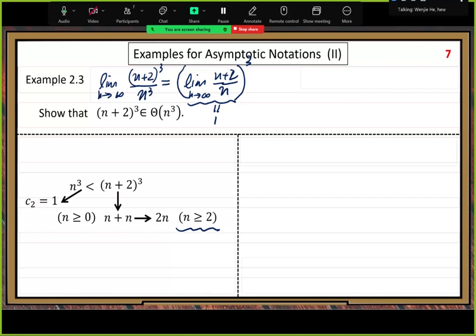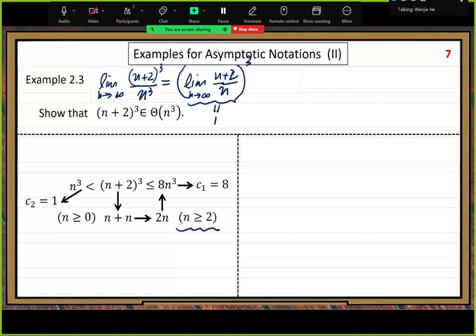Then we raise both sides to the cube. The cube of 2n is 8 times n cubed. So you get that constant 8. So C1 is 8.